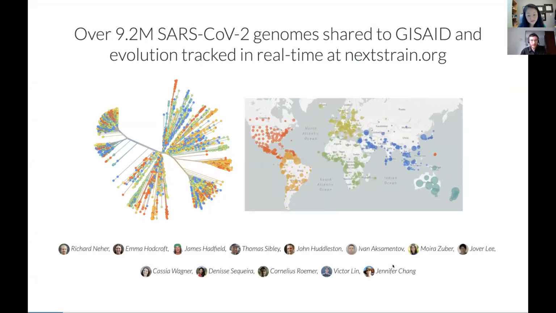The SARS-CoV-2 pandemic has been pretty unique in how much sequence data has really been available, with this huge step change in terms of global effort to sequence viruses. There are now over 9 million genomes sequenced and shared publicly through gisaid.org. And with nextstrain.org, we've been tracking this evolution in real time, providing daily updates as things have evolved.